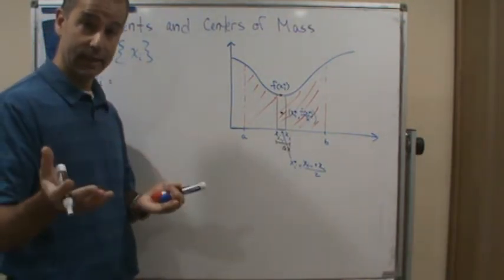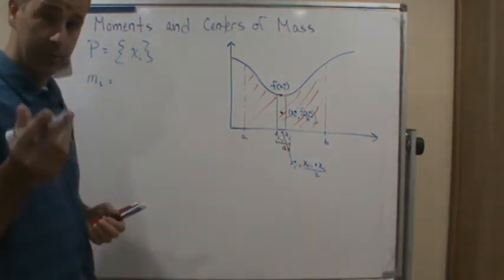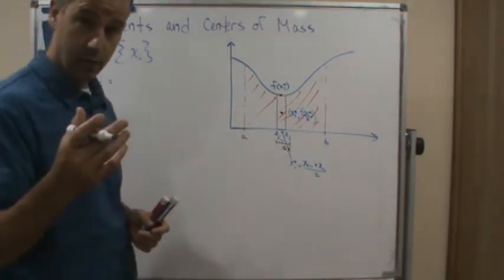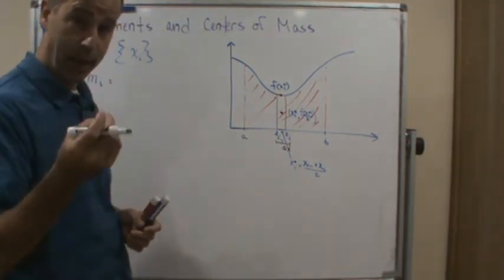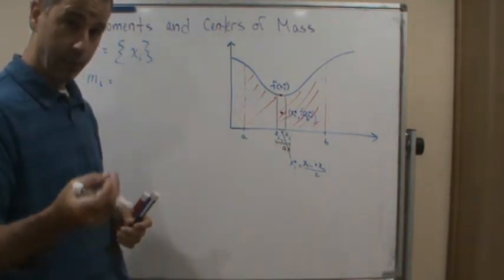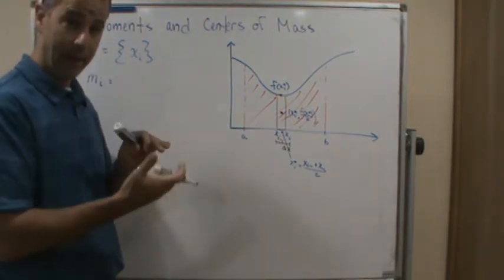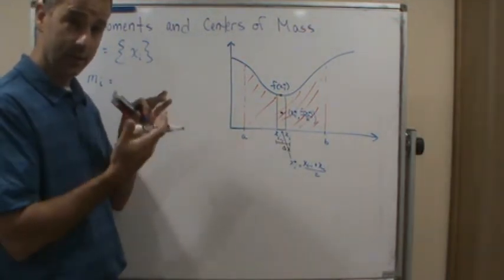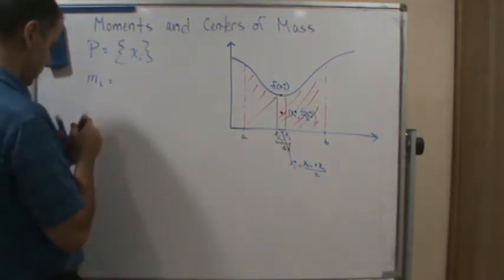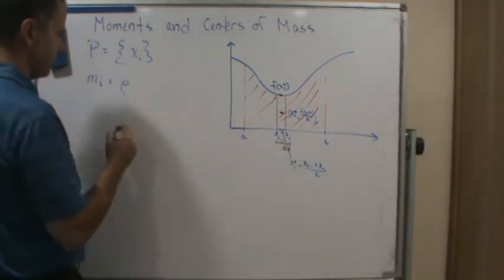But at this point, we're assuming constant density. So rho, remember, represents density, with units of mass per unit area. So if we multiply that density by area, that's going to give us the mass. So that's what we're going to do. So let's take density. Well, again, constant density.